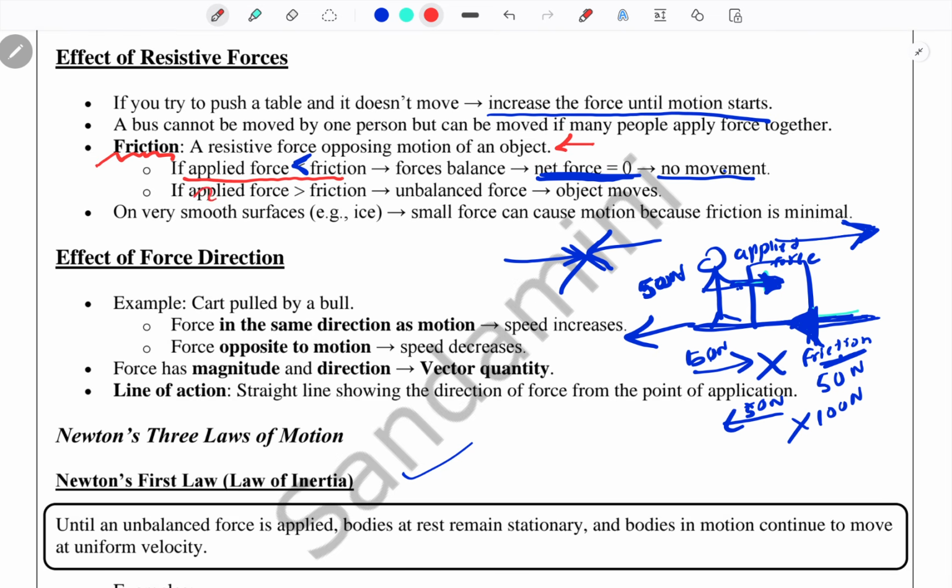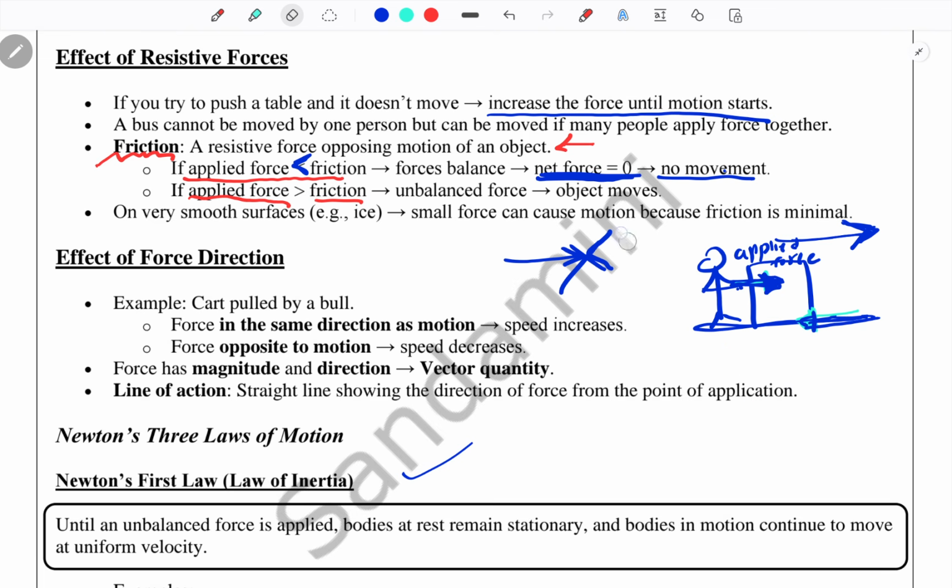And then if the applied force is greater than the friction, what happens? Now in this case, think you are giving 100 Newton. Think this floor can only give 80 Newton. That is its maximum level. There is a maximum level for this floor also. It also has a maximum level of resistive force it can give. What happens after we pass that?